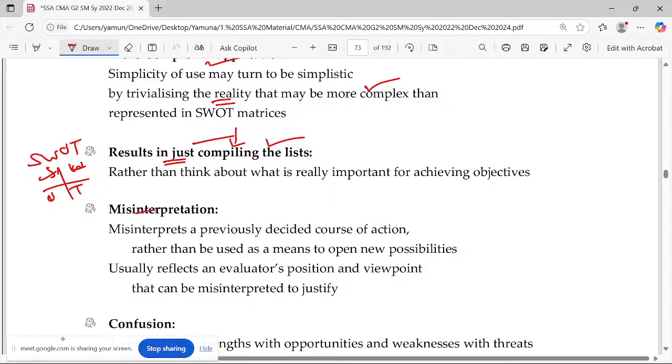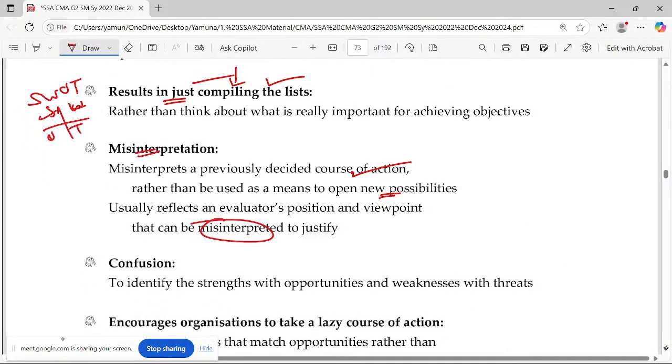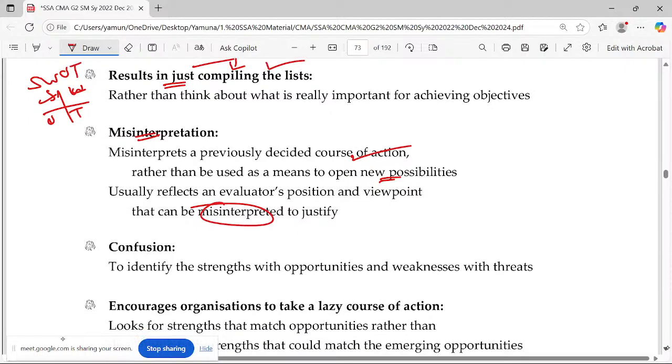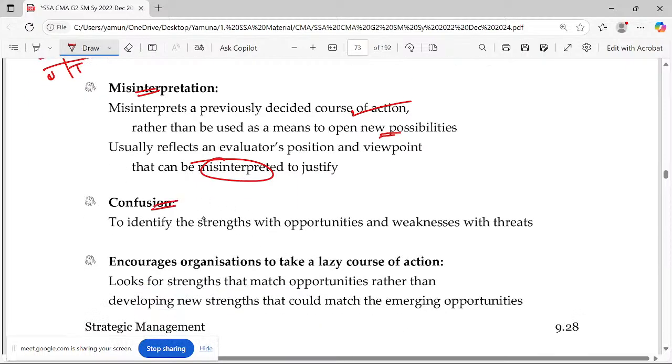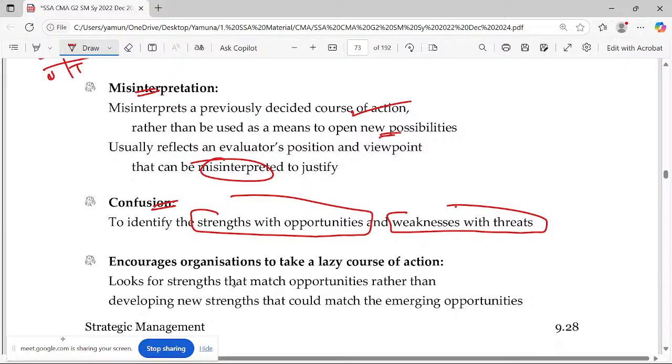And then risk interpretation. You might not know which course of action you have to decide, depending on the new possibilities or new opportunities. So you are led to misinterpret, because from different persons' points of view, it will be totally different. Yes, it will lead to confusion. As I was saying, we have to identify whether it's a strength with weakness, or strength with opportunities, or weakness with risks. So you need to identify.